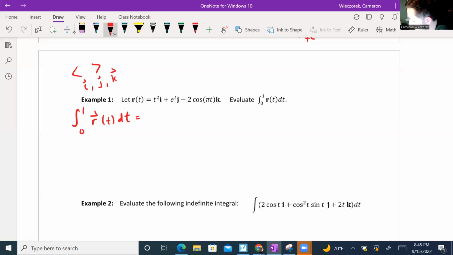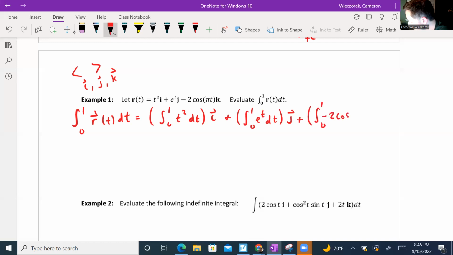So what we're going to do is take the integral of the first component, the x component, 0 to 1, t squared dt. So I take the definite integral of my x plus, I'm going to take the definite integral from 0 to 1 of e to the t dt, j, plus I'm going to take the definite integral from 0 to 1 of negative 2 cosine of pi t, don't forget your dt. Okay, so just component by component, I'm passing the operator through. I'm passing through the definite integral to each of the component functions, x, y, and z. And then I'm going to evaluate each one of them.